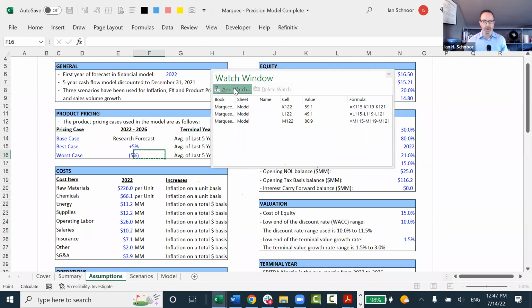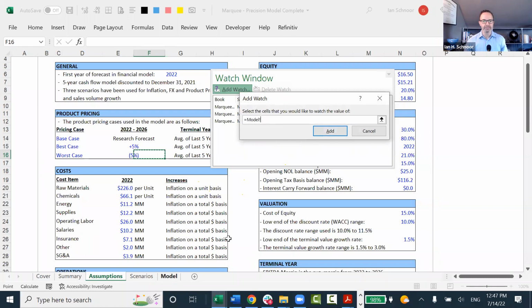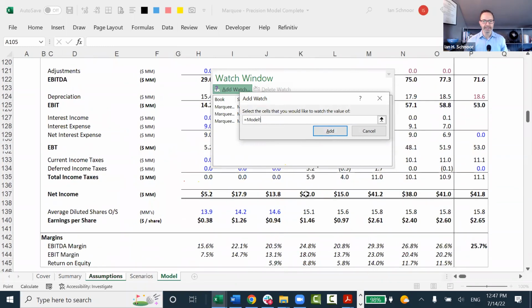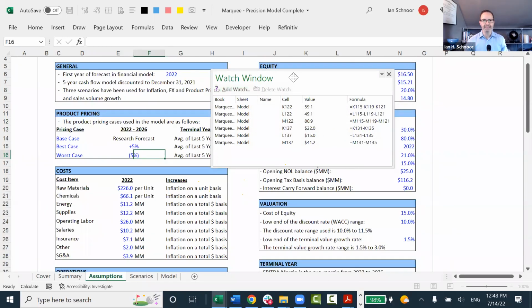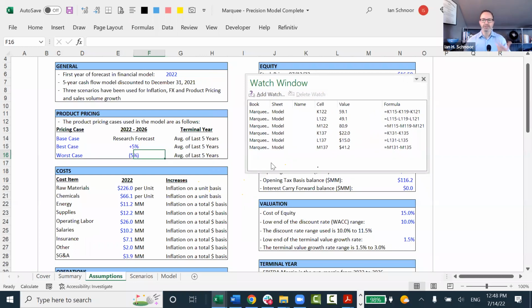Let me do one more for you. Let me add another watch and I will go back to the model sheet and click on 3 years of net income. That's it. That's all I'm doing. And now I'm going to click add again and it's done. Take a look. People find this so powerful because now you can see I've got 3 years of EBITDA right here with me on my assumption page and 3 years of net income.